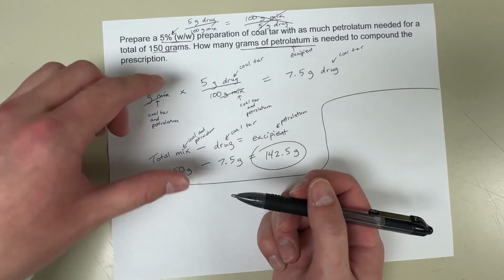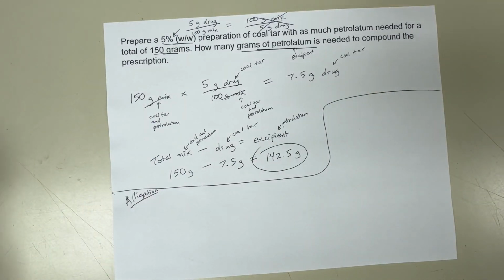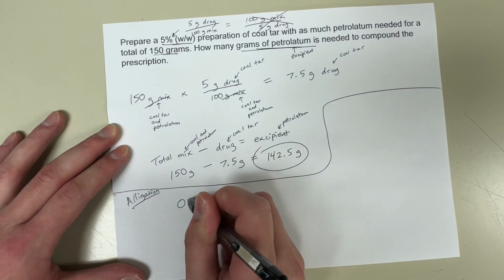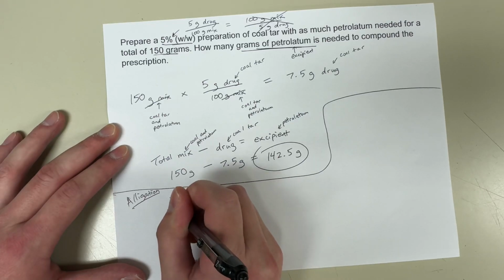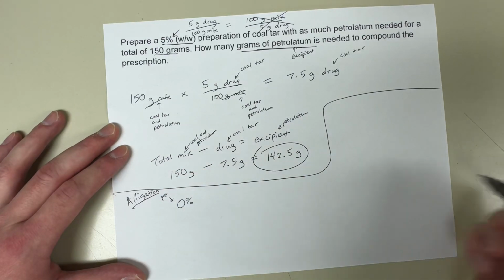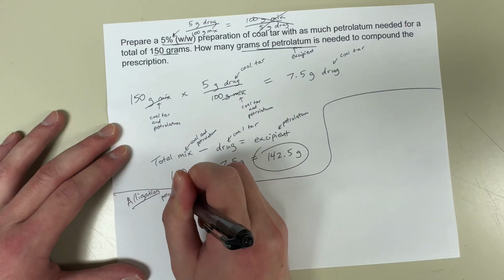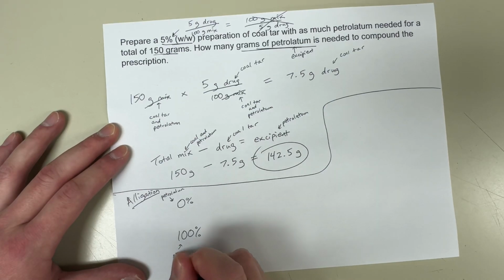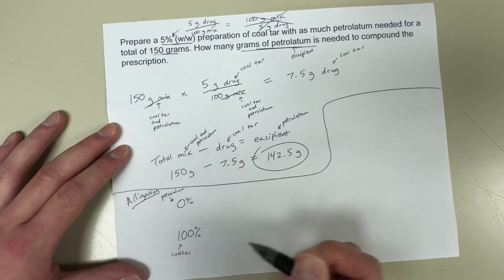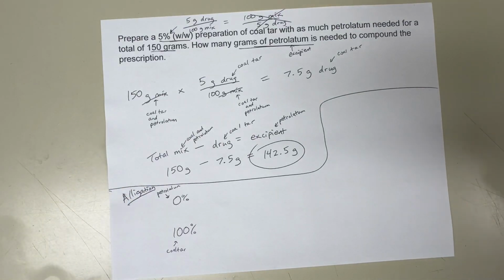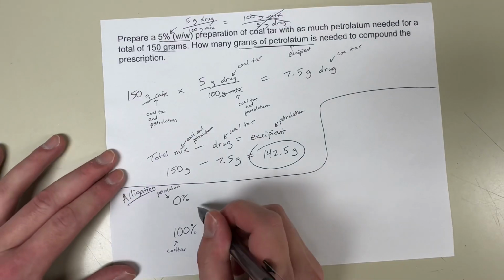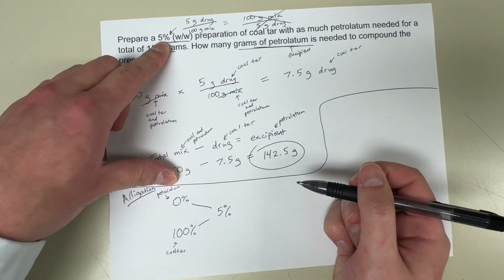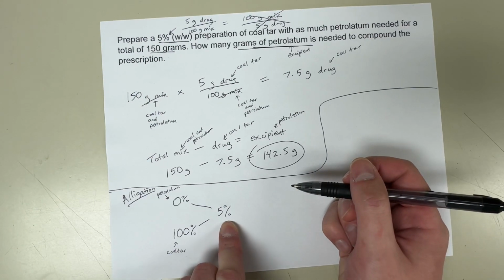So for allegation, the two different concentrations I have are a 0%, which represents the petrolatum because it has 0% of the active ingredient, right? Because it's an excipient. And I also have a 100%, which is the coal tar, because I'm using this 100% coal tar. That's why it's 100%. And I'm trying to make a 5% because that's what the question's asking, to prepare a 5%.